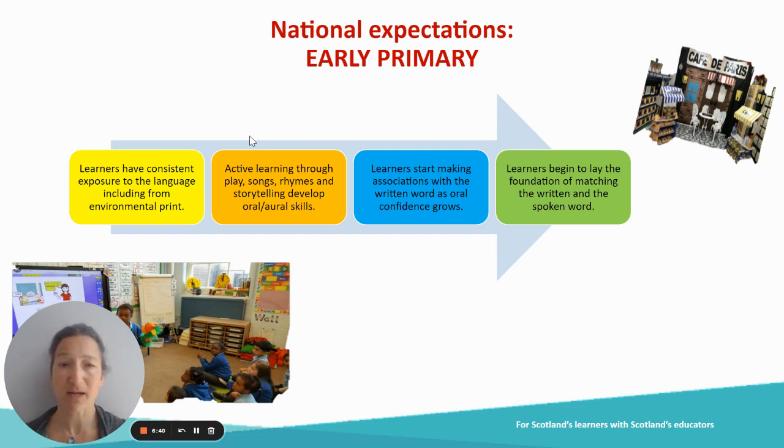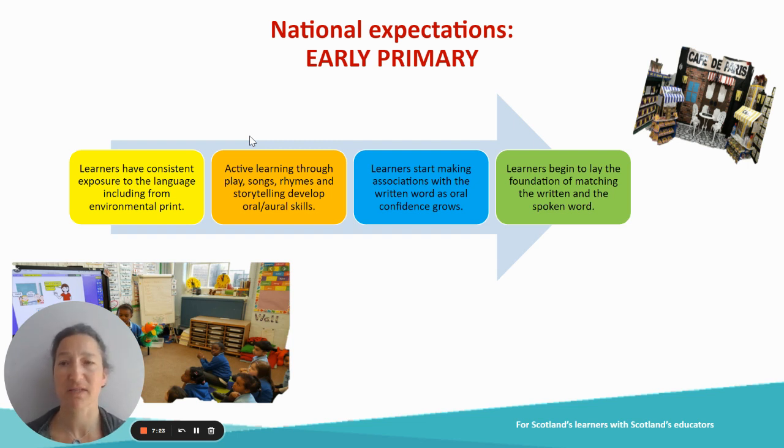Okay, just to summarise, obviously there are the experiences and outcomes which start at P1 and go all the way through. So you've got early, first, second, third and fourth level. They give the sorts of skills and activities that children should be developing across listening, talking, reading and writing. There's also a progression framework and there are the benchmarks. So these documents show us what we should be teaching and what children should be working towards.